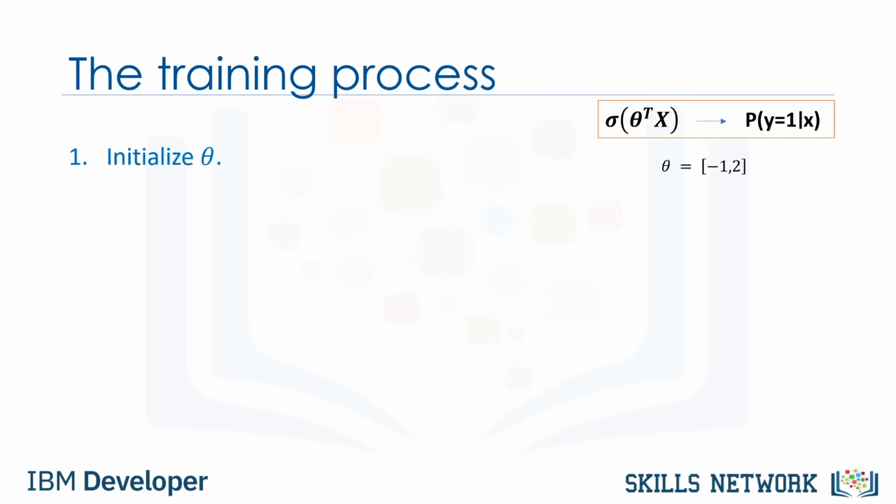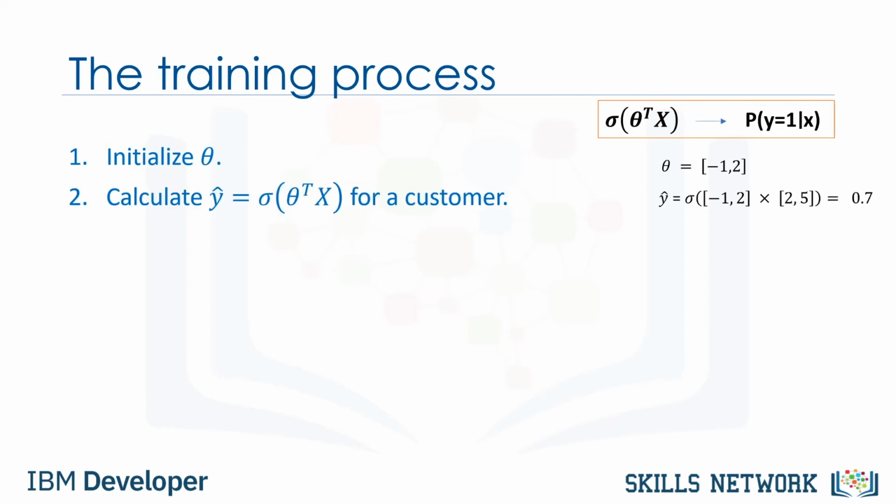Step 1. Initialize theta vector with random values, as with most machine learning algorithms. For example, -1 or 2. Step 2. Calculate the model output, which is sigmoid of theta transpose x for a sample customer in your training set. X in theta transpose x is the feature vector values, for example, the age and income of the customer, for instance, 2 and 5. And theta is the confidence or weight that you've set in the previous step. The output of this equation is the prediction value, in other words, the probability that the customer belongs to class 1.